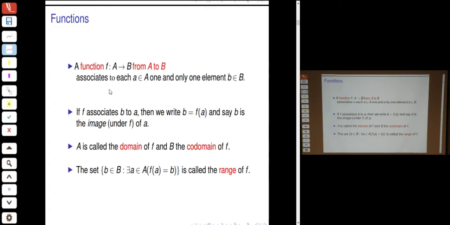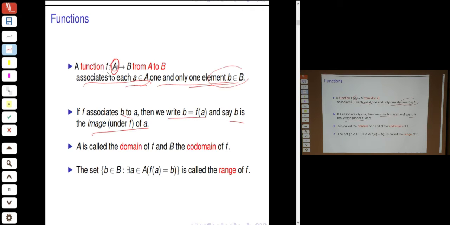So it associates to each argument in A exactly a particular element in B. So the only property it has to satisfy is that for every argument it has to have a single value. It cannot say that f(x) equal to 1 or 2 or 3 or something like that, right? It has to have a specific value for every input x. So if f associates B to A, then we write B is equal to f(A) and say that B is the image of A under f.